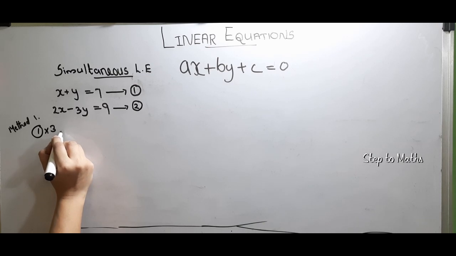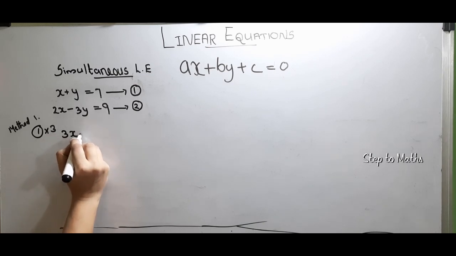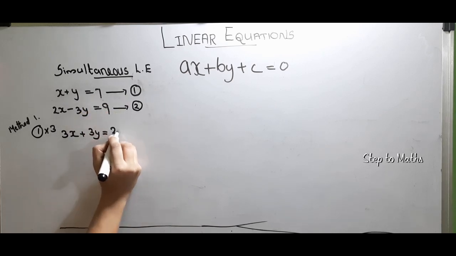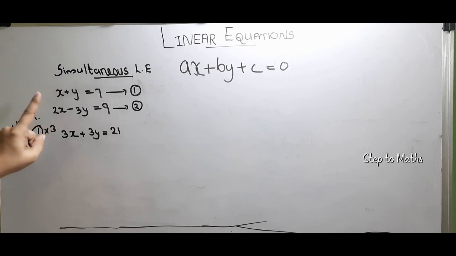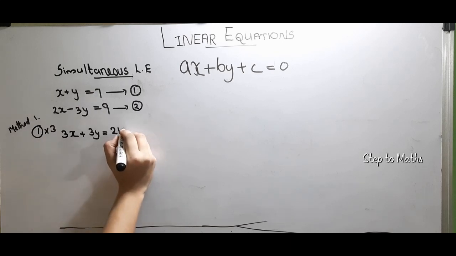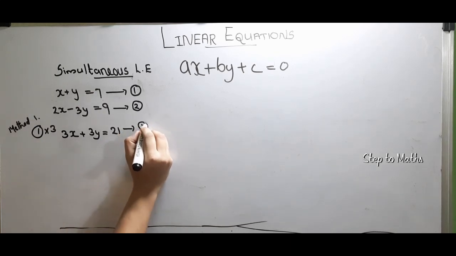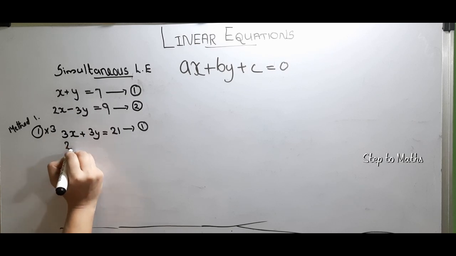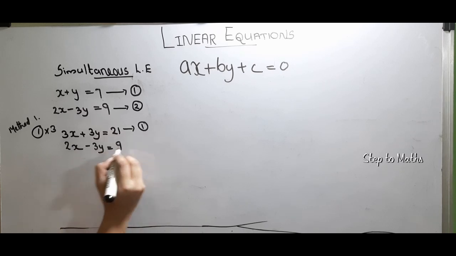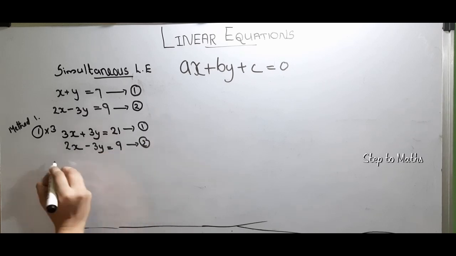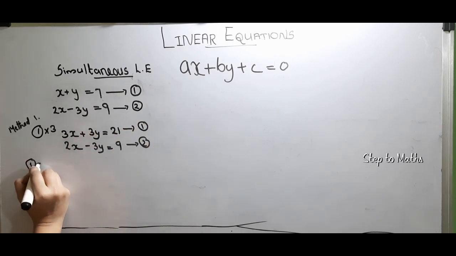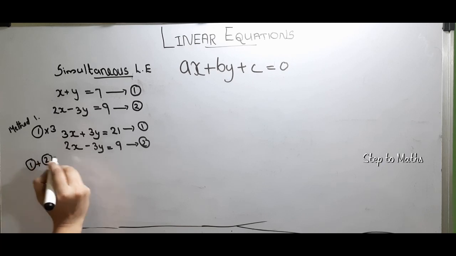Now equation 1 becomes 3x + 3y = 7 × 3 = 21. Now equation 1 becomes 3x + 3y = 21. Equation 2 has not changed: 2x - 3y = 9. Now add equations 1 and 2, equation 1 plus equation 2.